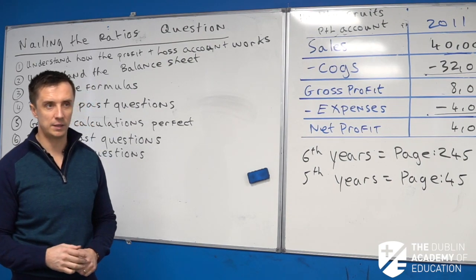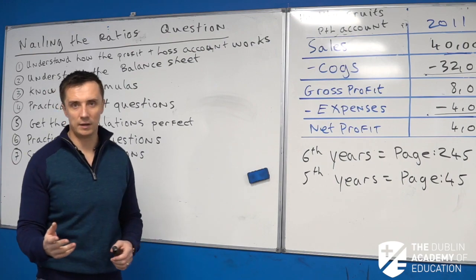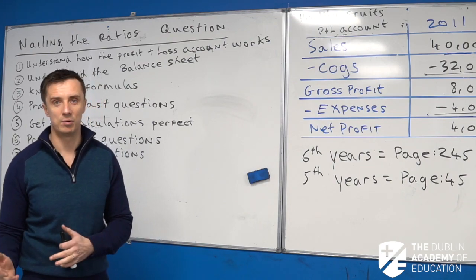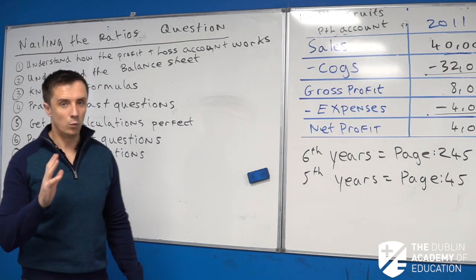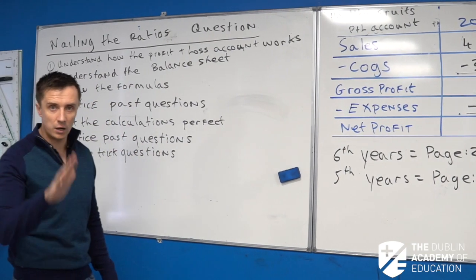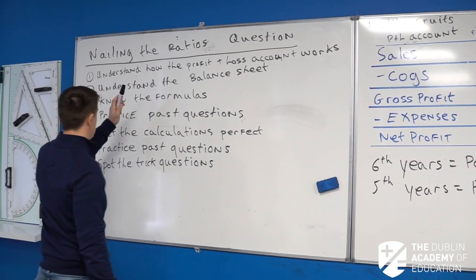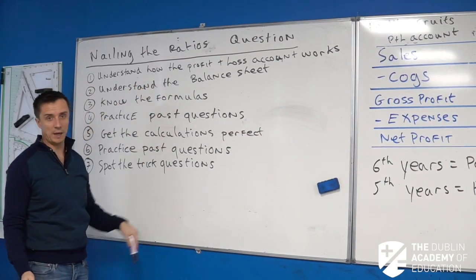what they can do some years is they can hide things. They might ask you to calculate the net profit margin, but they won't actually give you the net profit, and you have to calculate that out using your understanding of the course. So to conquer accounting, with these ratios questions, you have to go through these sort of steps at the start, right?